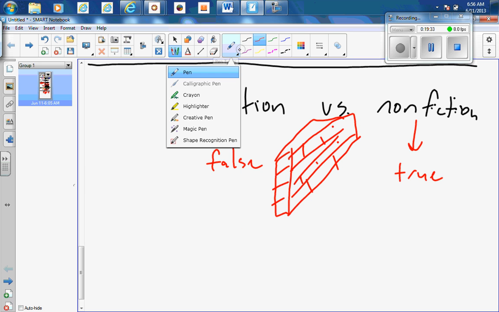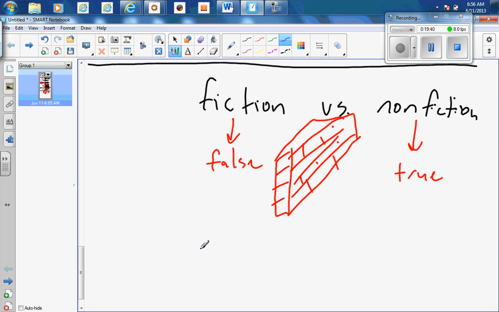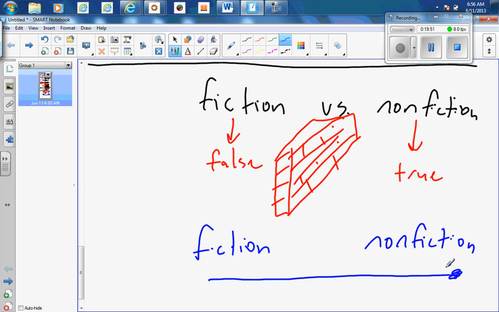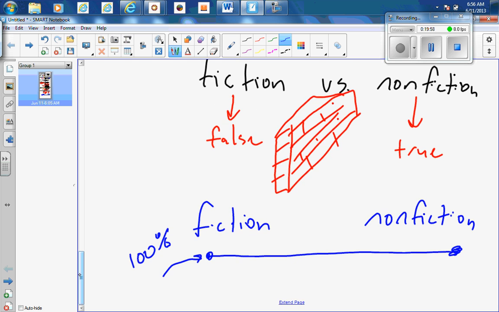Here's what you need to learn. And this is what we're going to learn as we work our way through this. It's quite a bit more complex. Fiction and nonfiction is a range, where here it's 100% false, and this one is 100% true. There's actually a range here.